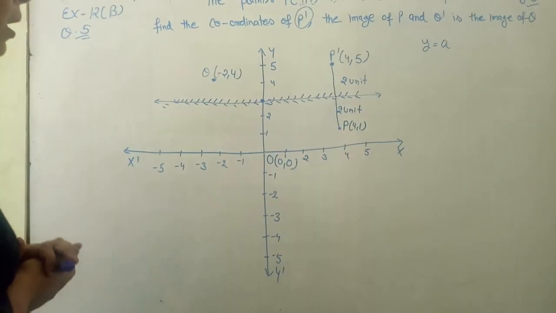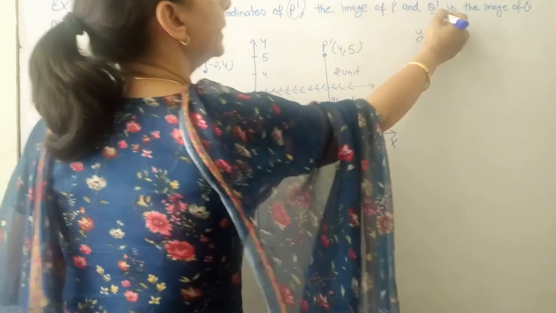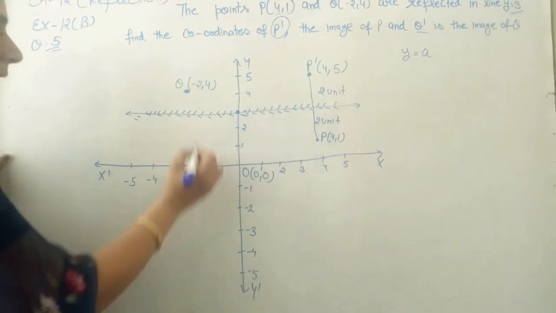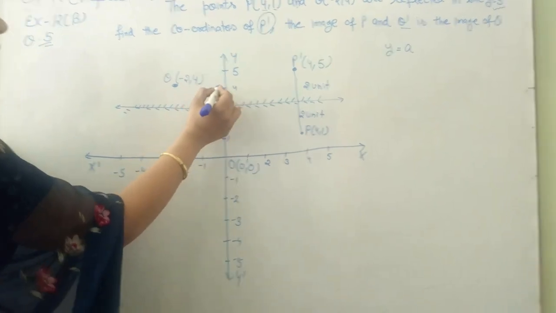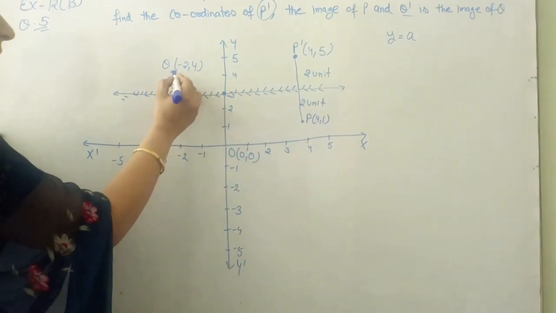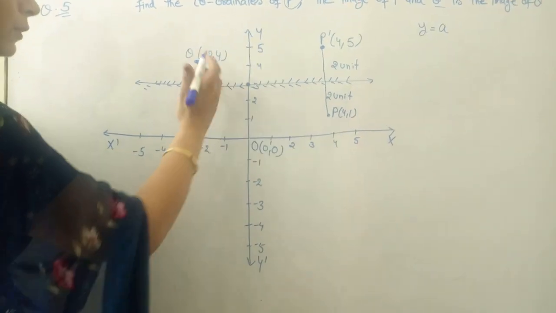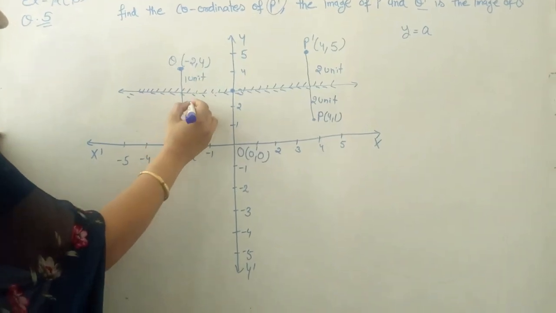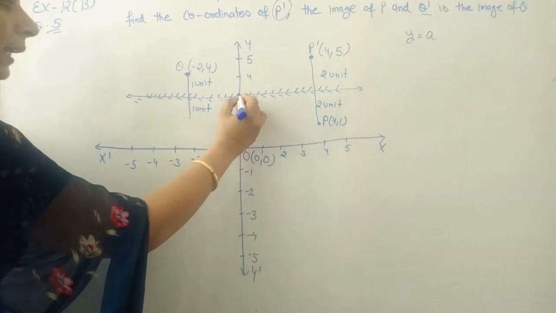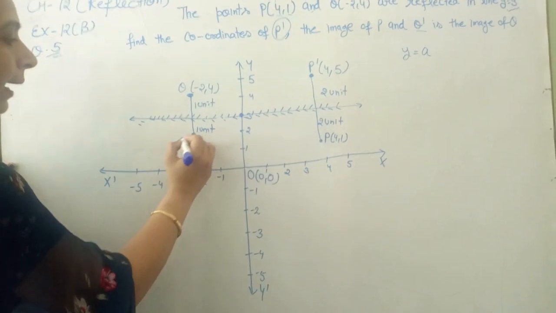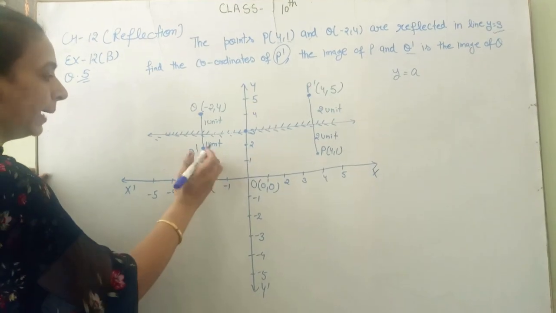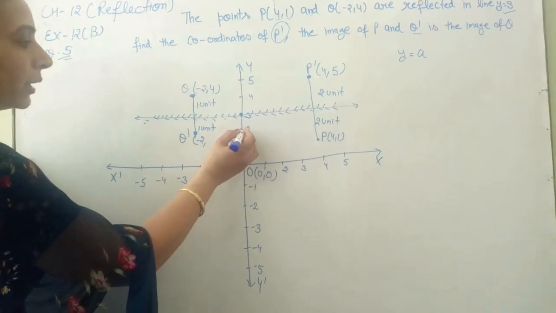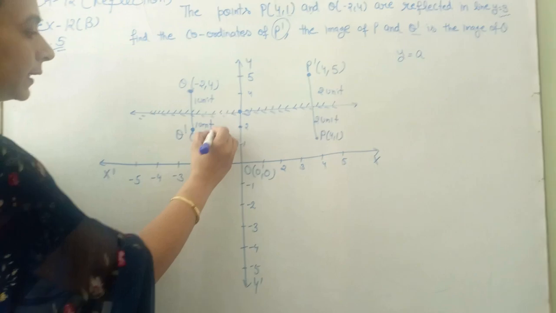Then next, the image of Q, Q dash is the image of Q. The point Q is this. Here x equal to minus 2 and y equal to 4. Student, this is the distance. 3 and 4, this is 1 unit distance. So the image is also the same, 1 unit distance. If this is 3, then the image of this Q dash has x the same, minus 2, and y equal to 2 because this is 1 unit distance.